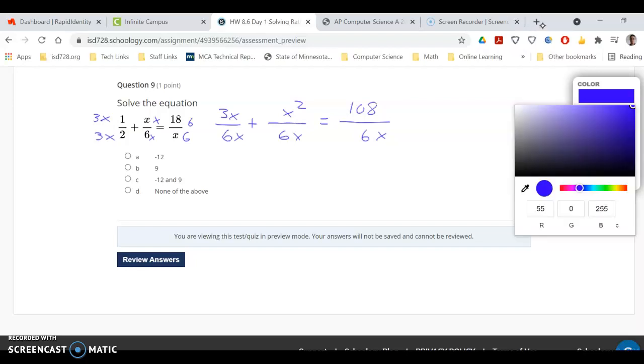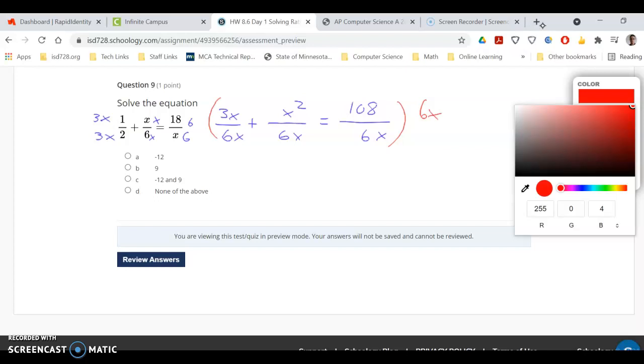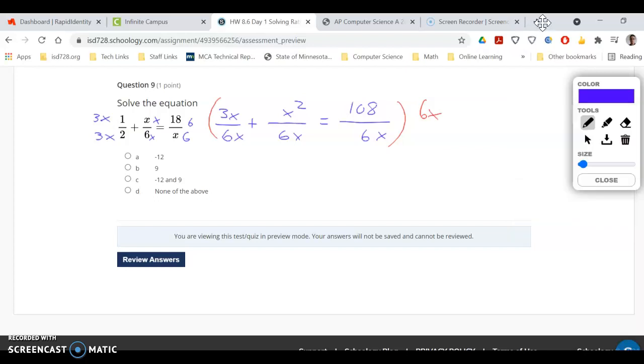If we take both sides times 6x, that's the nice part: all the denominators disappear, and we just have to solve the numerators. Okay, so the denominators are gone. We just have 3x plus x squared equals 108.